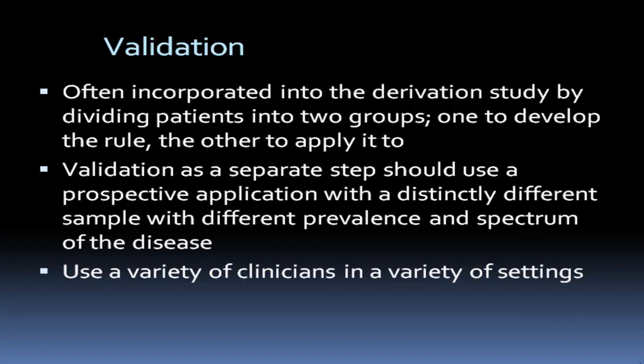Scientifically, this is a weaker validation approach because it uses subjects from the same setting, which makes conclusions about its validity for extrapolation to other populations less sound. Ideally, validation occurs in a separate study with a different sample with different prevalence and spectrum of that disease.